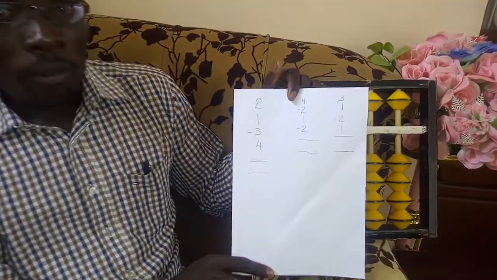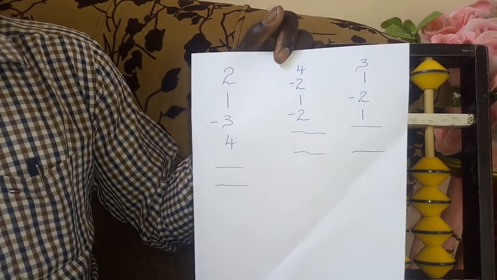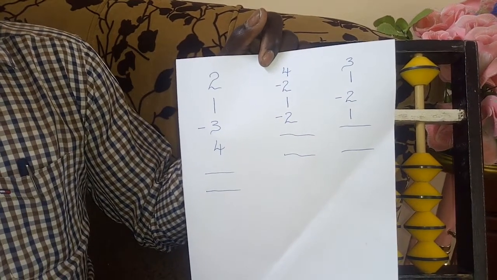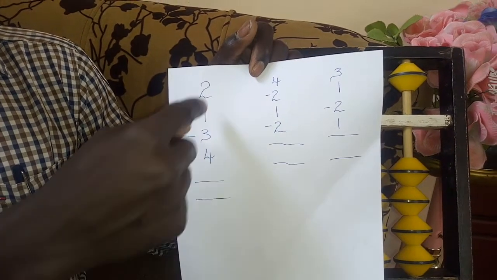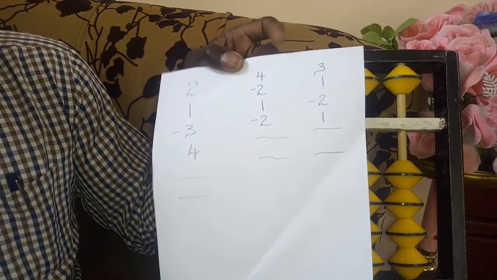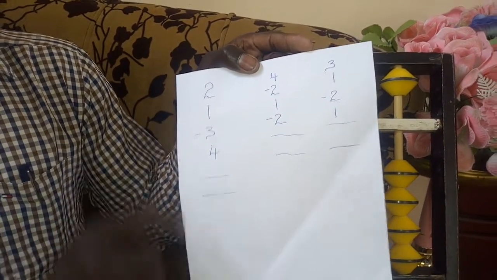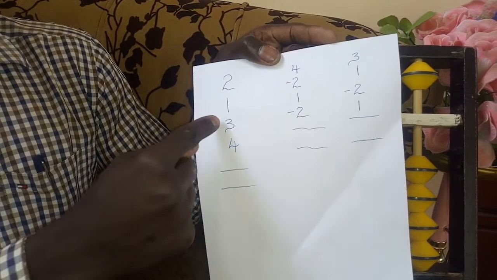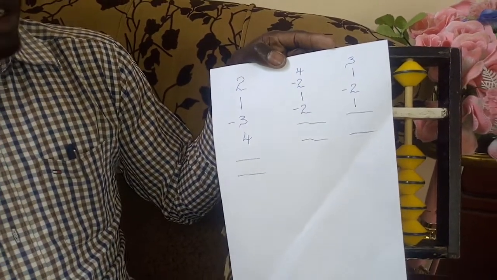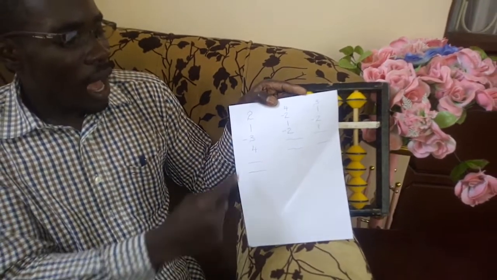Now, as you see, I have several sums here. Any number without a sign means you add. But any number with a negative sign means you less. In the Abacus, we always arrange our sums in this way. Let's start with number 1. It means 2 add 1 less 3 add 4.